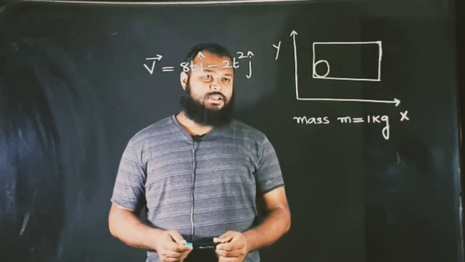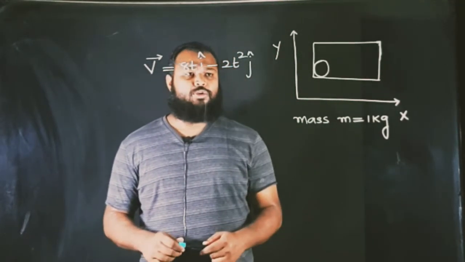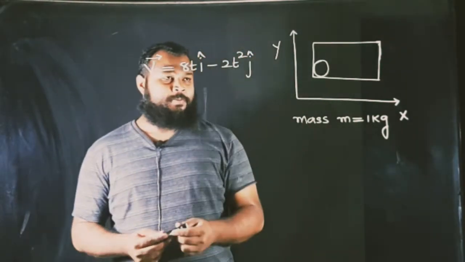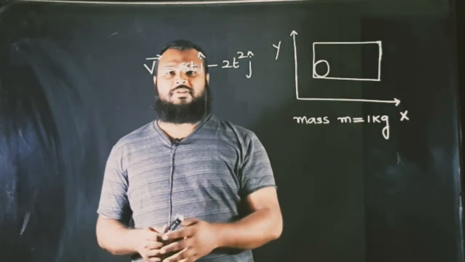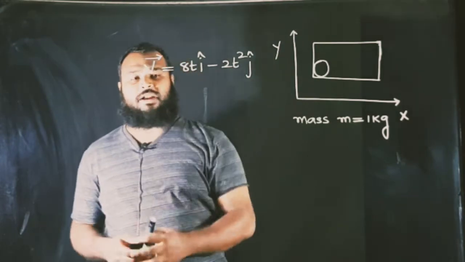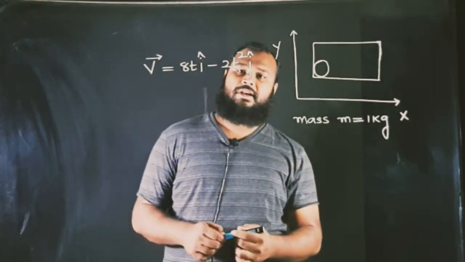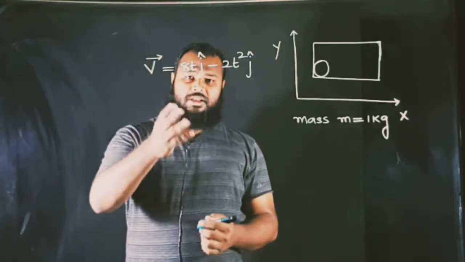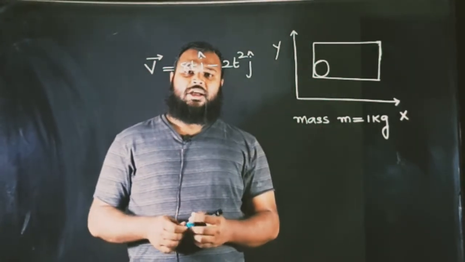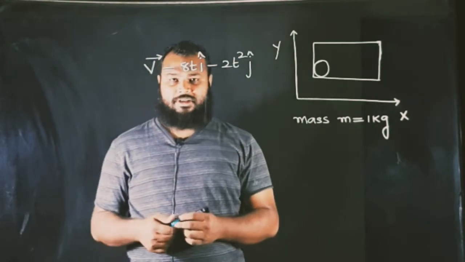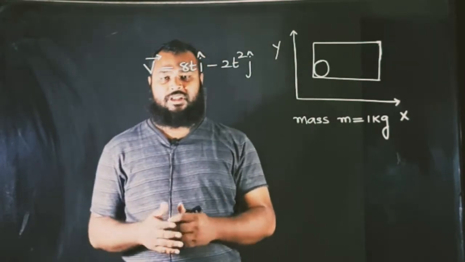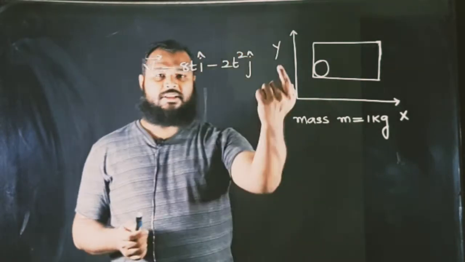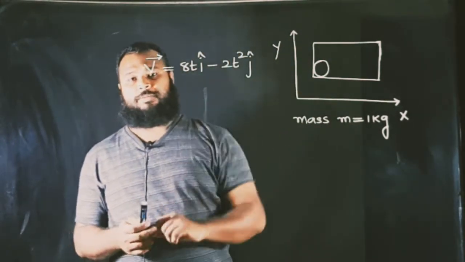Hello children, the question number 2 says that there is a sphere of mass 1 kg which is inside a cube, and the cube is moving with certain velocity given by v bar is equal to 8t i cap minus 2t square j cap. By seeing this equation you can say that this is a variable velocity, and also you can find the acceleration, and from that you can find force, and that's the approach. We are supposed to find the force exerted by the sphere on the cube.